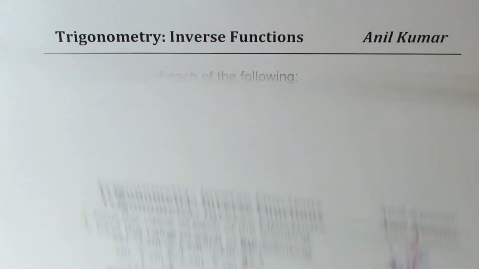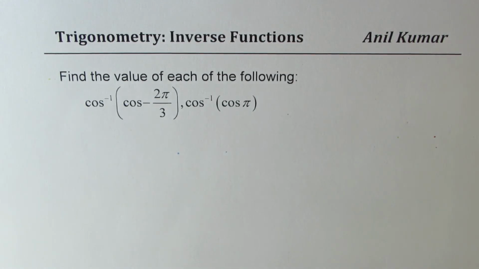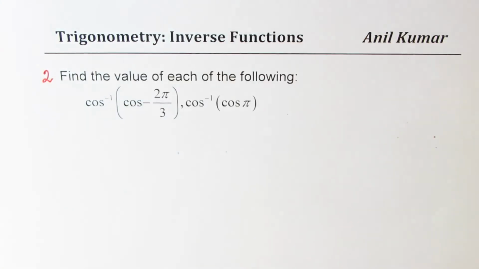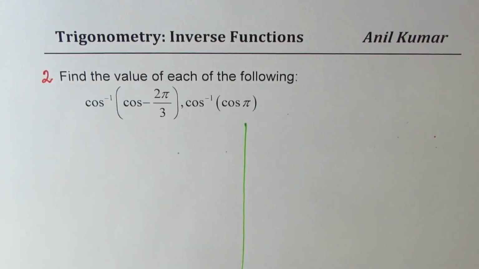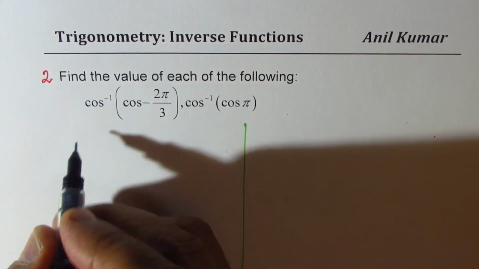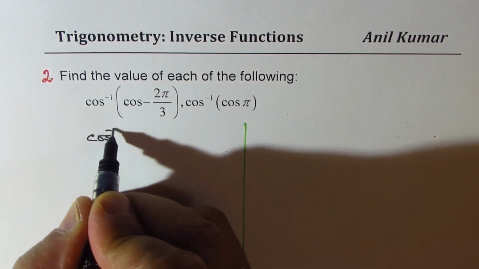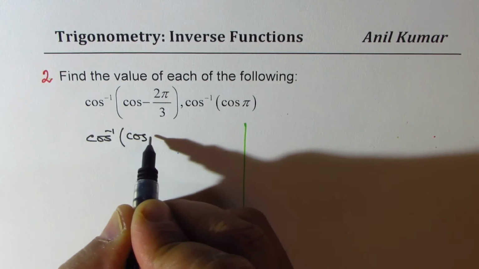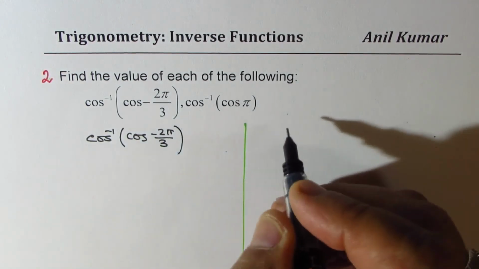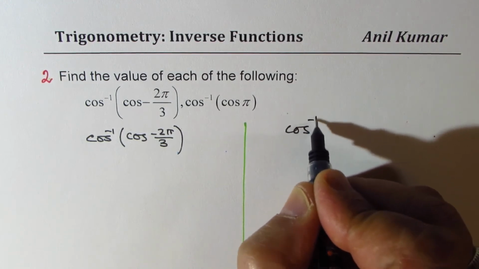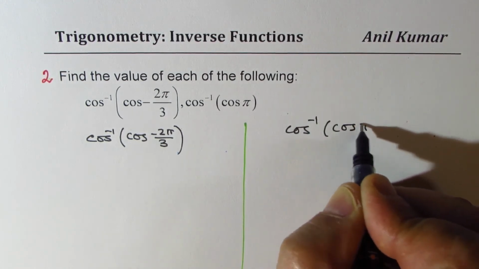Now here is a practice question for you. So instead of sine, I have taken up cosine. So that is a question for you now. So again, there are two questions. I would like you to pause this video, answer both these questions. First one is, what is cos inverse of cos of minus 2 pi by 3, and the other one is cos inverse of cos pi.